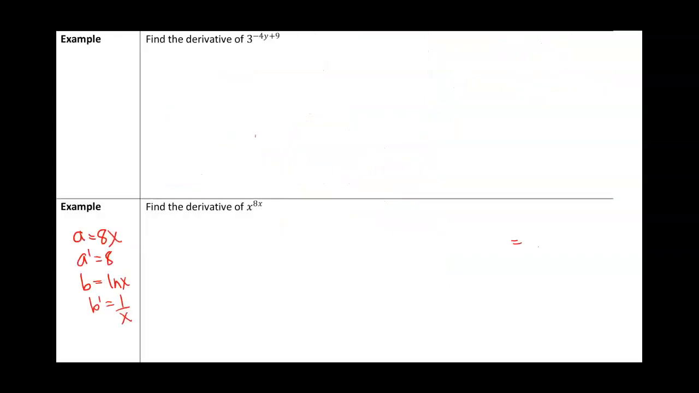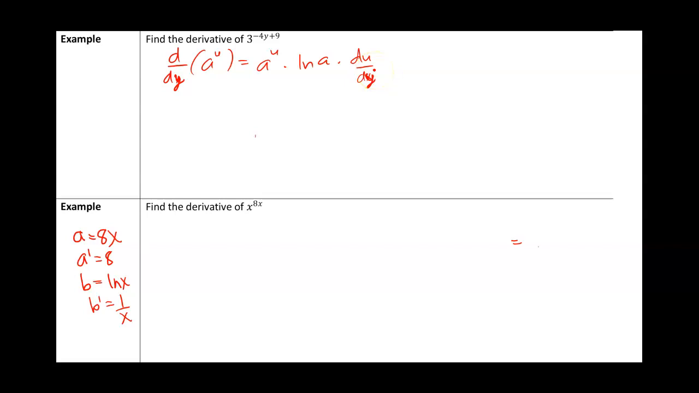Okay, next example, we have 3 to the negative 4y plus 9. Notice we have a y instead of an x, but that doesn't make a difference because we're still taking the derivative with the u substitution. So the formula we're going to use is a to the u, and the derivative of that is a to the u times ln a times du/dy.